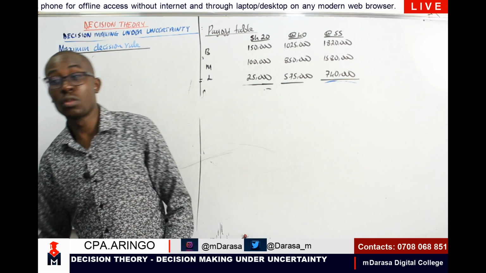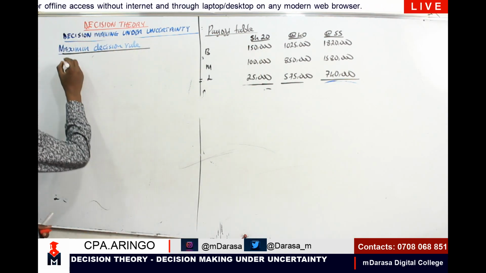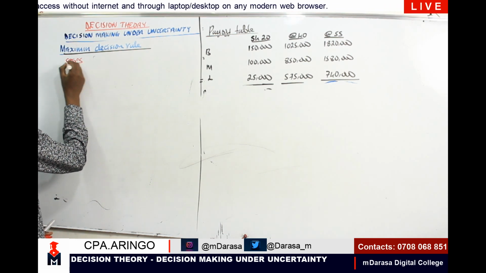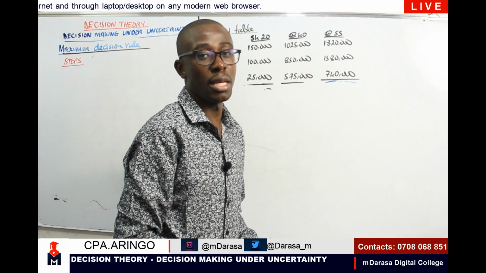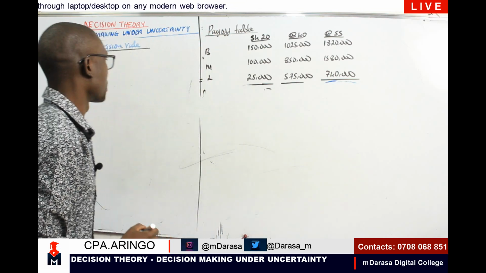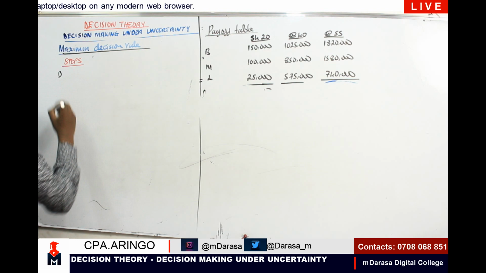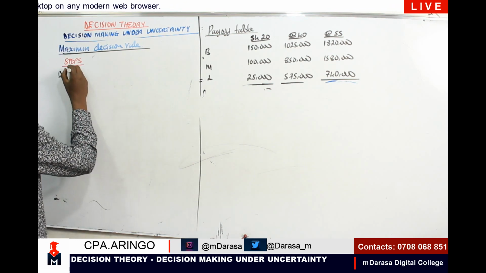So that should take us to the steps. Let me give you the steps first of all, so that it should be very simple for us. Steps in solving Maximin decision rule problems. Step number 1, what you need to do first of all is to prepare the payoff table.